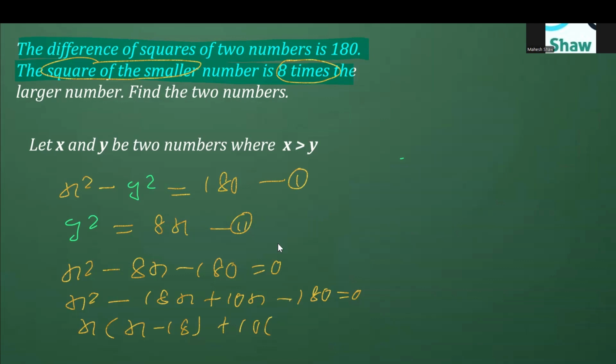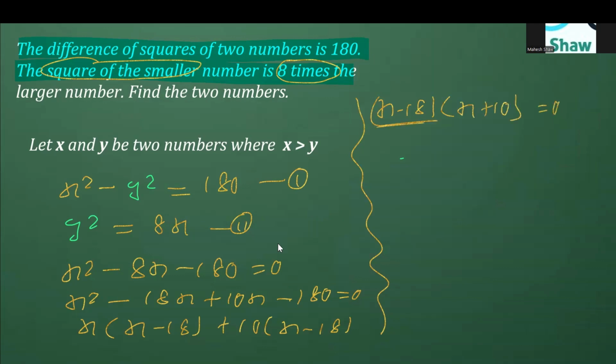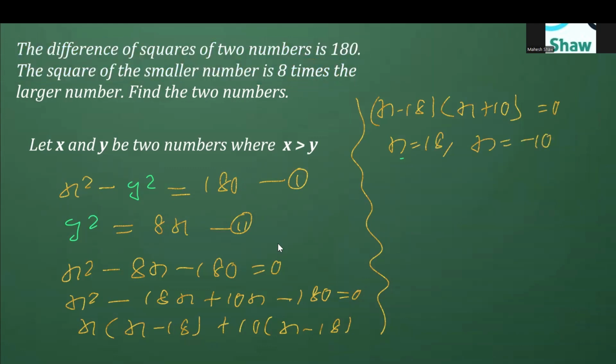So this is now x minus 18. If I take x minus 18 as common, that gives x plus 10 equals 0. Equating this with 0, we get x as 18, and equating the other factor with 0, we get minus 10. They are just talking about two numbers. They haven't said anything about positive or negative, nowhere it is written. So we can take both the values as of now.